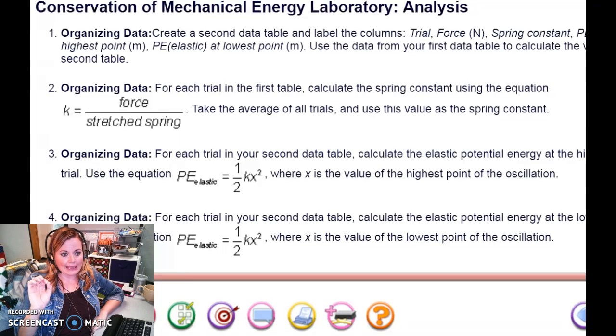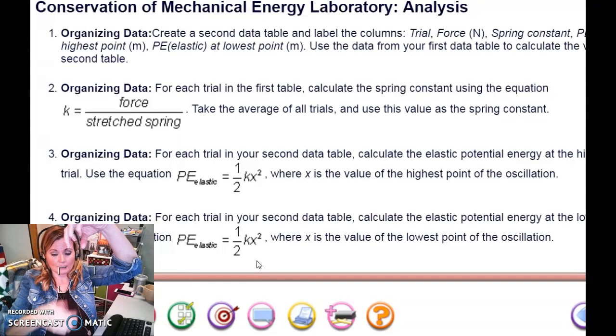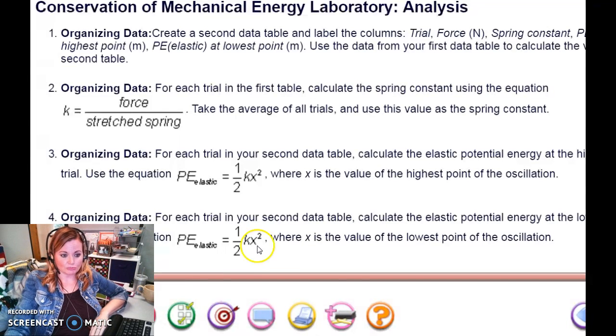Once you have your K, you can then solve for the elastic potential energy using the equation 1/2 kx squared, where x is the value of the highest point in the oscillation, and then the potential energy at the bottom of the oscillation using 1/2 kx squared, where x is the lowest point of the oscillation. So you're trying to figure out potential energy up here and potential energy down here. And remember, this is elastic potential energy, not gravitational potential energy.